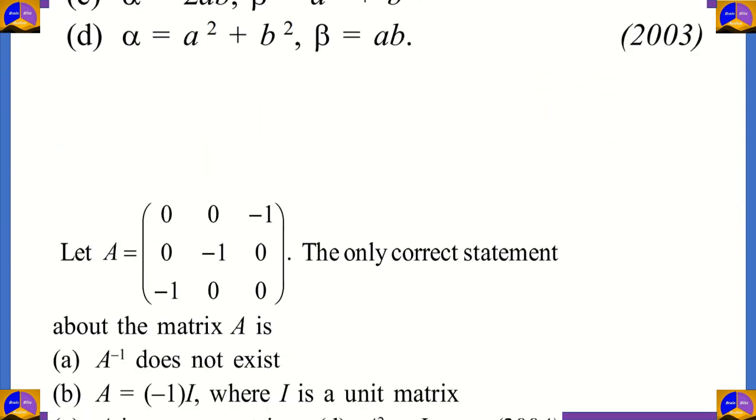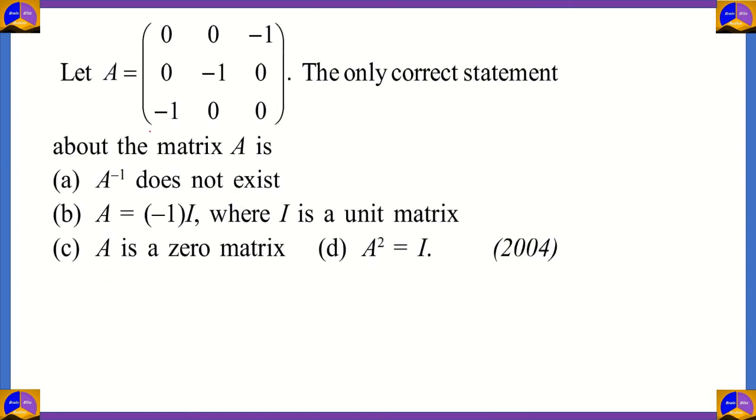So now let's look at the final question of this episode. We have a matrix A, and it's given as 0, 0, minus 1, 0, minus 1, 0, minus 1, 0, 0. We need to find out the correct statement among the following. This question was asked in 2004, and the options here talk about various stages of a matrix.